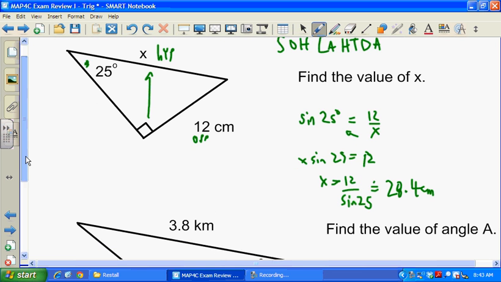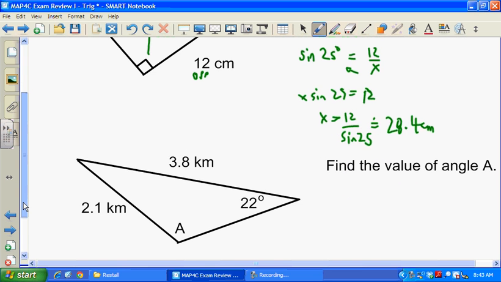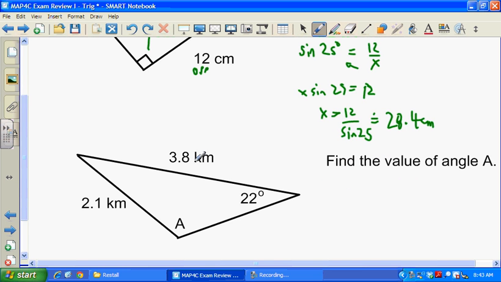Moore. About 28.4 centimeters, no problem. When we don't have a right angle triangle, remember it's a little more complicated. We have a decision to make, and the decision is sine law or cos law, right?